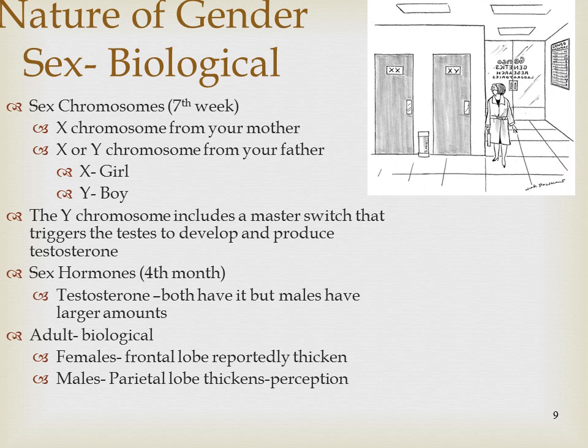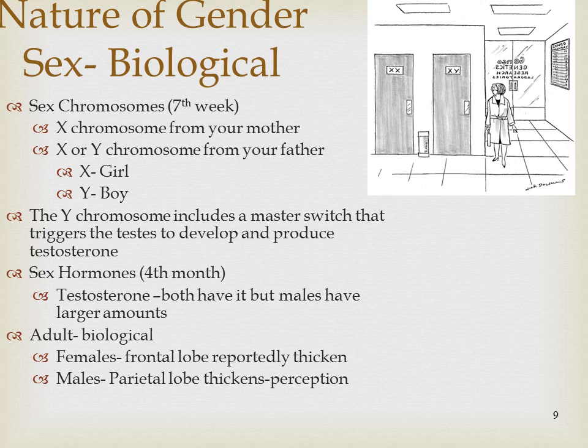It is usually during the 7th week that you begin to develop whether you're going to be a boy or a girl. You get an X chromosome from your mother, and then you get another chromosome, either an X or a Y, from your father. If you get another X, it's going to be a girl. If you get a Y, it's going to be a boy.